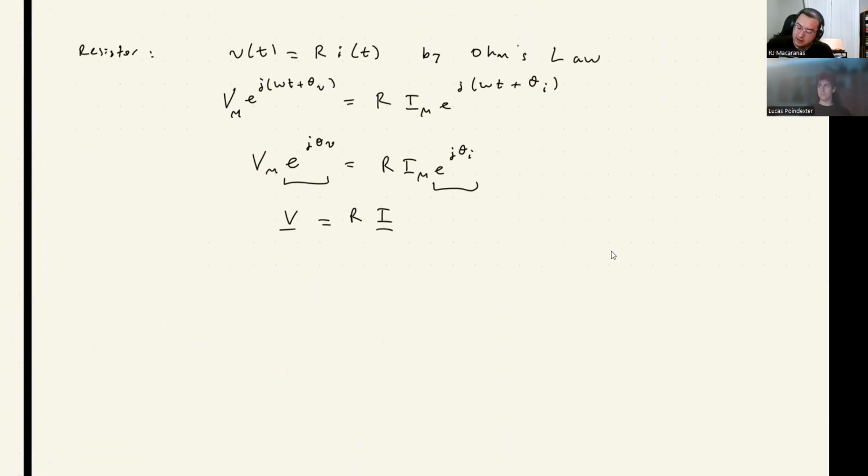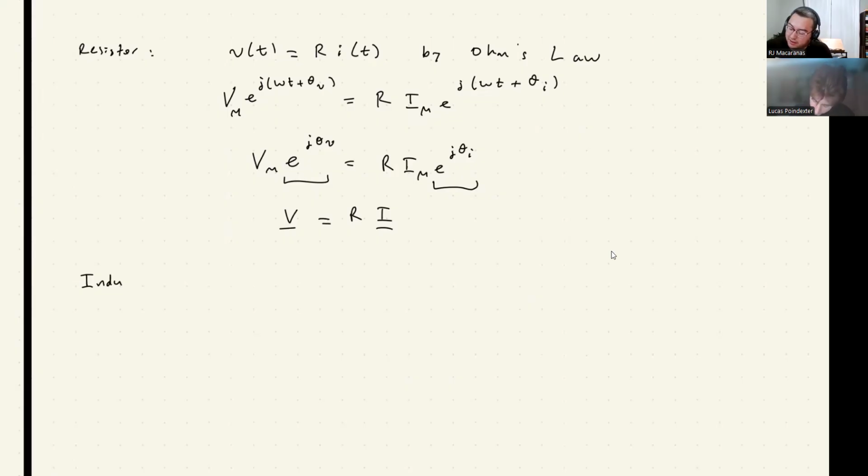If that's confusing right now, let's step through what it looks like for an inductor, and it might make a little more sense why I make this claim that these are the same phase angles. But if you have any questions, feel free to stop me. So let's look at the inductor. Again, we have our inductor equation that relates current and voltage, given by V of t equals L times di by dt.